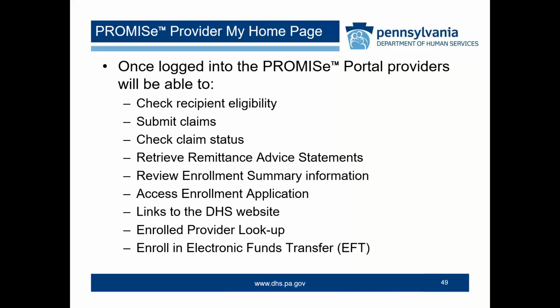So once you have successfully logged in, providers will be able to check the recipient's eligibility. You'll be able to submit claims or check the status of any claim that you submitted. You'll be able to retrieve and review your remittance advice statements, and review your enrollment summary information. You'll also have access to enrollment applications if you need to add a new service location or do a revalidation application in 5 years.